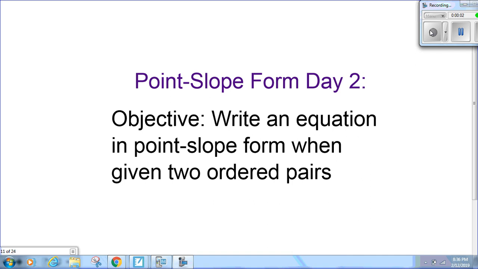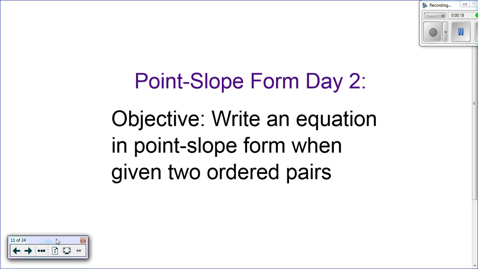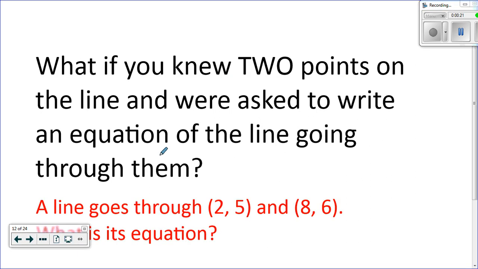All right, point slope form day 2. So this time, as we move on with point slope form, we're going to learn how to write an equation in point slope form when I'm given 2 ordered pairs. So rather than being given a point and a slope, I just have 2 ordered pairs to go from. So let's take a look at an example.